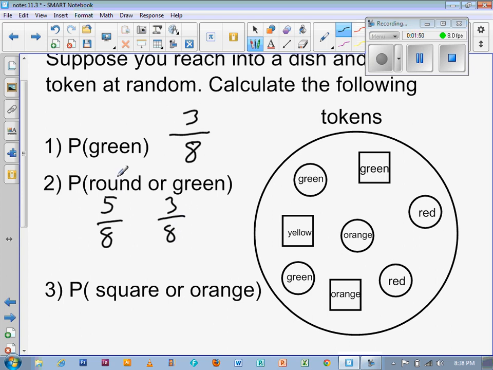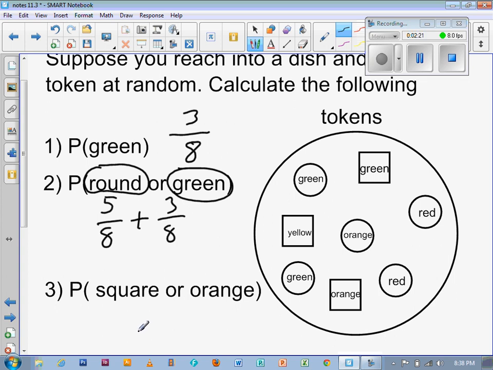So again, the review, we first calculated the probability of picking a round token, which was 5 round tokens out of 8. And then we wanted a green token, which we got 3 out of 8. Now, we want either the round or the green tokens to work for us, so we add those two together, which, as you can see, gives us 8 eighths, which would be 100%, which obviously is not our probability.